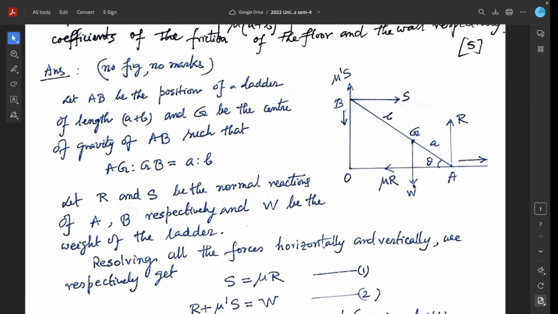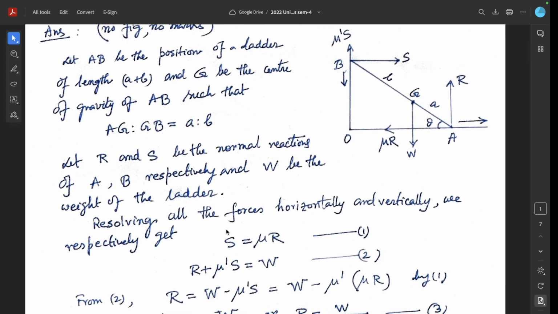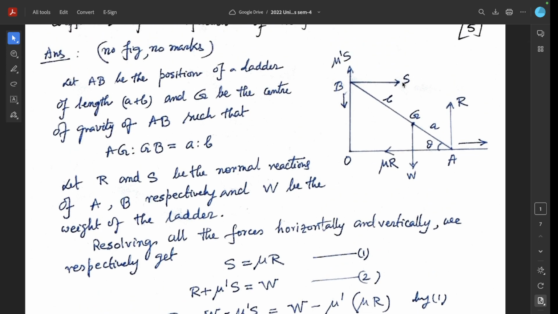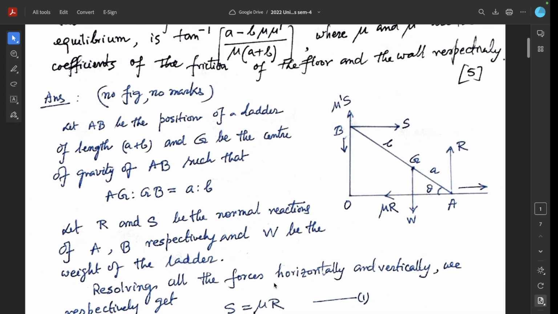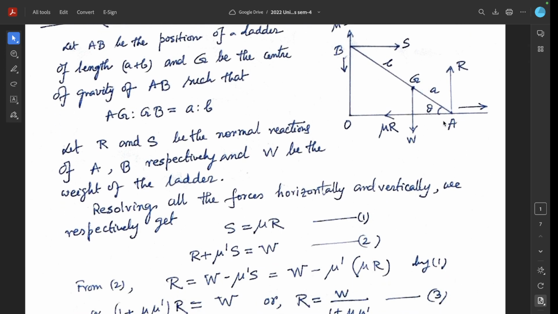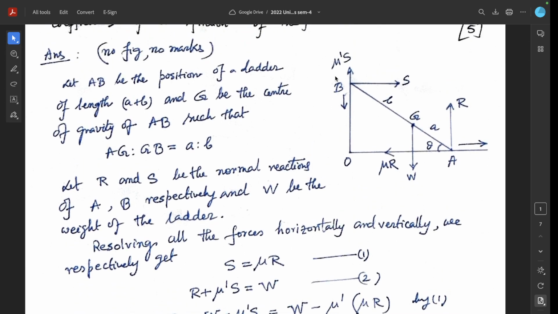acting vertically downward from G. Resolving all the forces horizontally and vertically, we respectively get S equal to mu R in this direction, and in the vertical upward direction R plus mu dash S, and downward W, so R plus mu dash S equal to W, where mu is the coefficient of friction of the floor, and mu dash is the coefficient of friction of the wall.